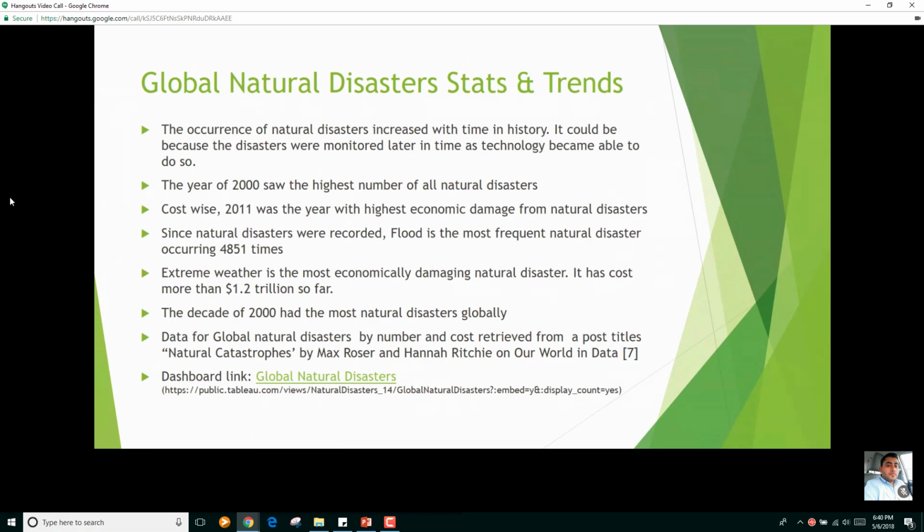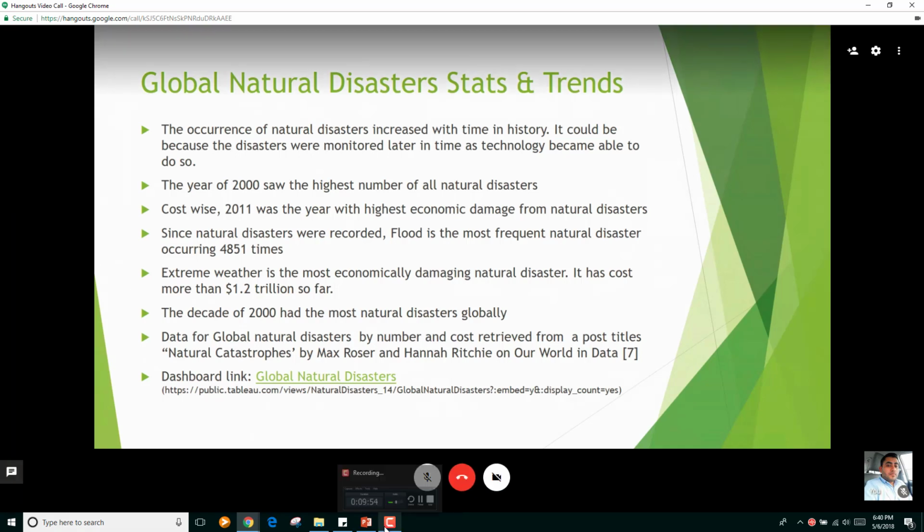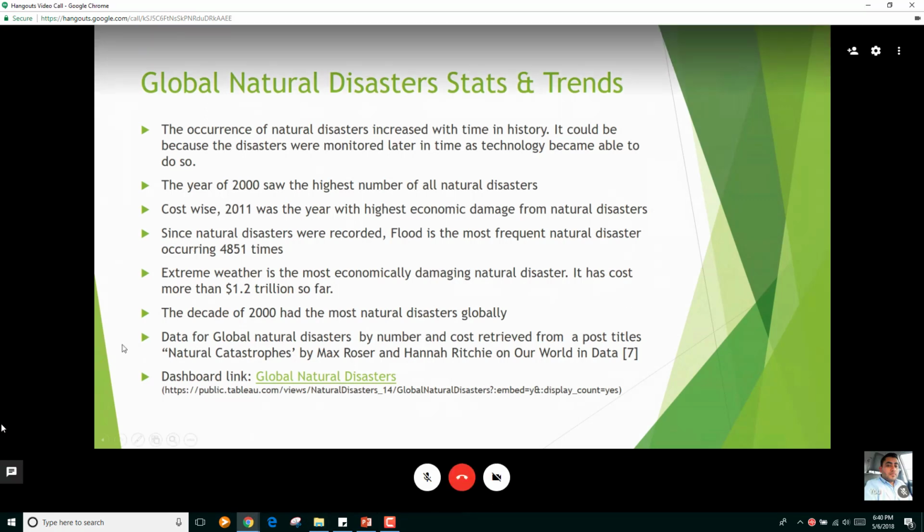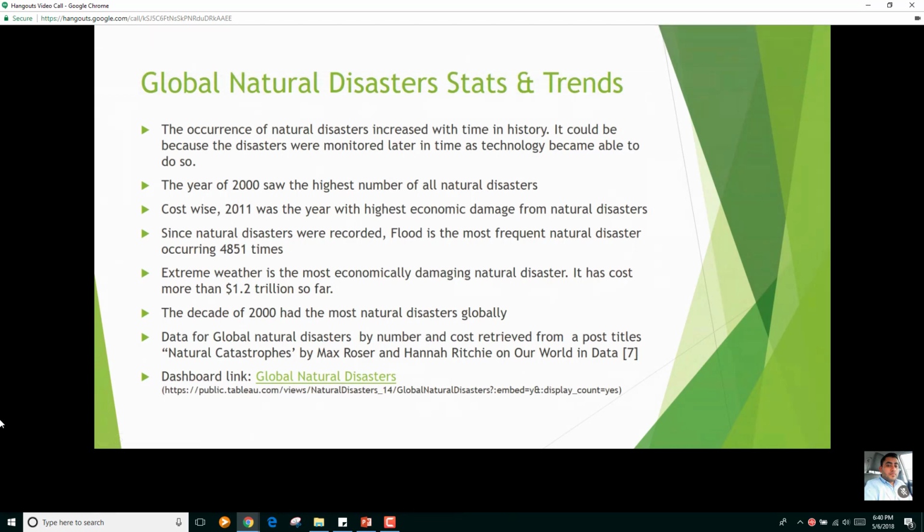So we did some research on natural disasters. As far as we can go back in history, I was able to gather and retrieve some data from this website. It's called Our World in Data. There was an article by Max Roser and Hannah Ritchie on natural catastrophes. They have some good data on their website. So I was able to get some CSV files with the data and do some analysis.